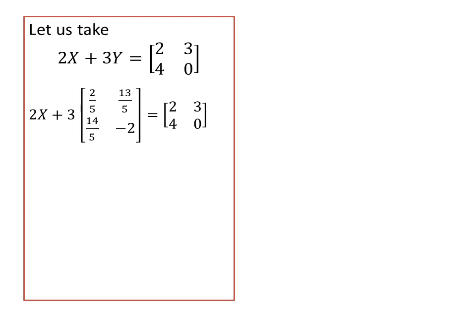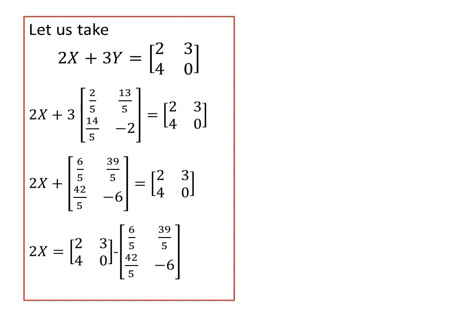Let me take the equation 2x plus 3y is equal to [2 3 4 0]. Substitute y, we will get 2x plus 3 into [2/5 13/5 14/5 -2] is equal to [2 3 4 0]. Multiply 3 into the matrix: 2x plus 3 2s are 6/5, 3 13s are 39/5, 3 14s are 42/5 and 3 into minus 2 is minus 6, is equal to [2 3 4 0]. Take that matrix to the RHS.